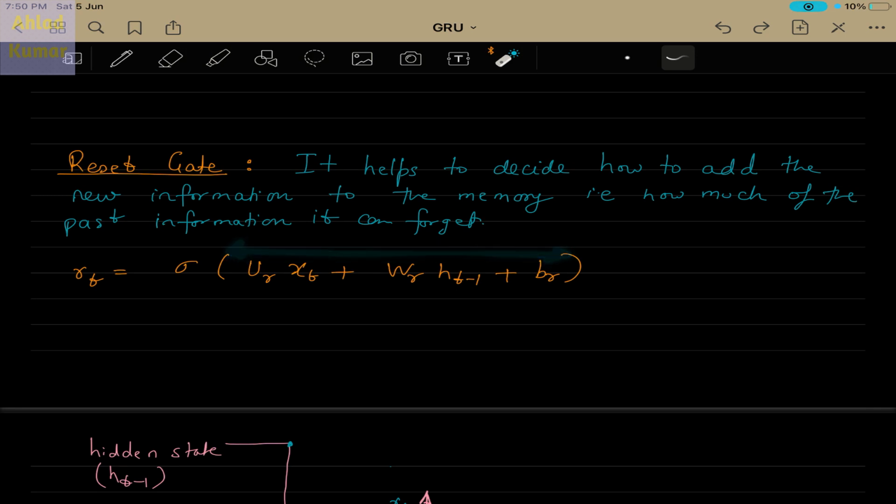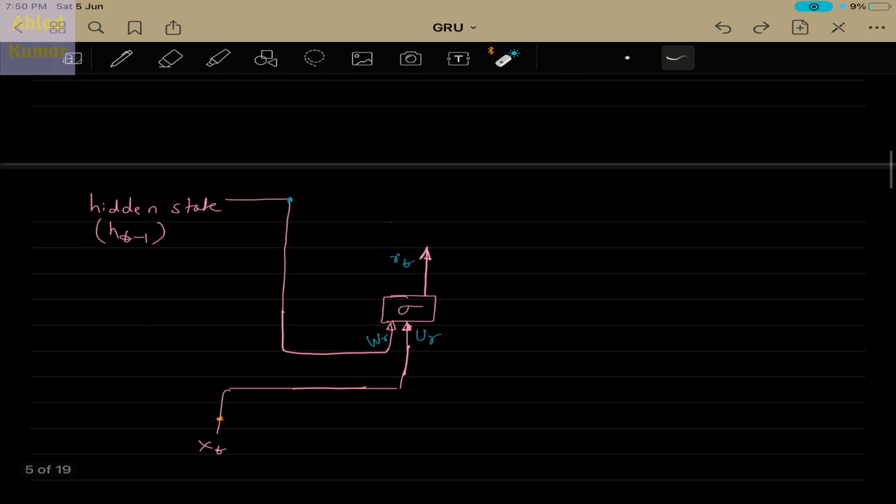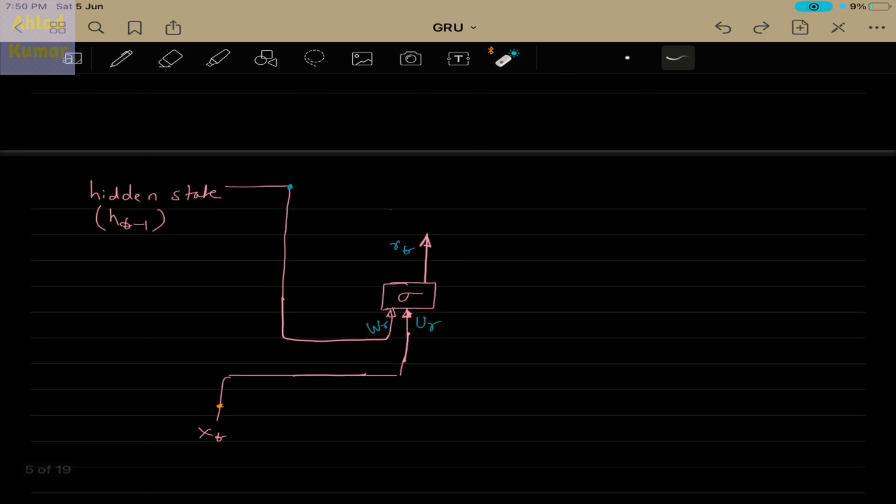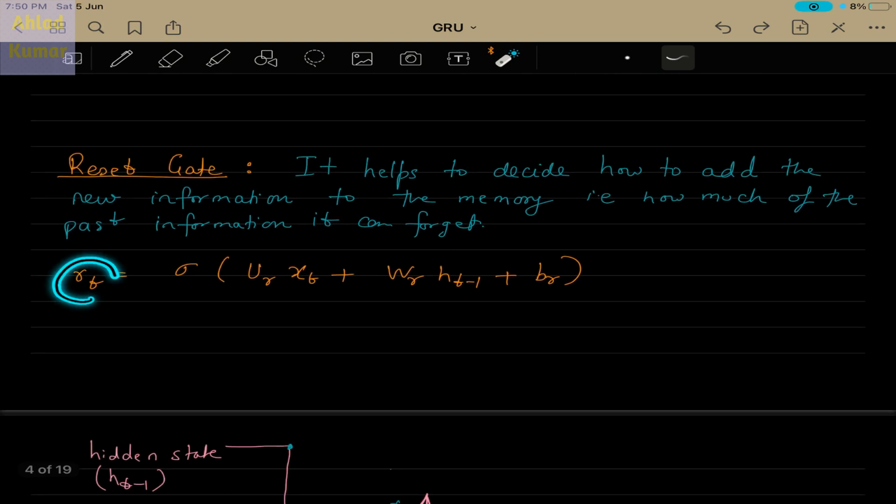If you draw the signal flow diagram for this particular architecture, it will look like this, where you have Wr times ht minus 1, where Wr is the interconnection of the weight matrices between the hidden state ht minus 1 and this hidden state over here. Wr is basically the interconnection between these two layers, whereas Ur is the weight matrix which connects the input xt to this hidden layer. The output of this sigmoidal unit is rt, which is given over here. So this is the information about the update gate as well as the reset gate.